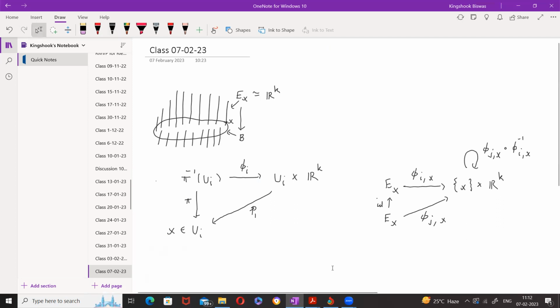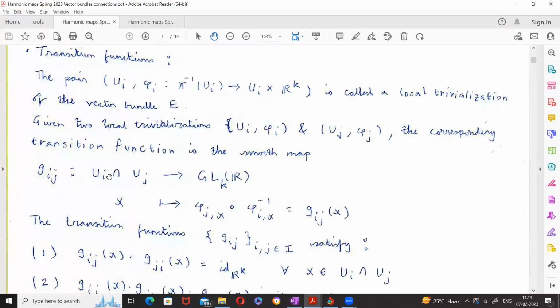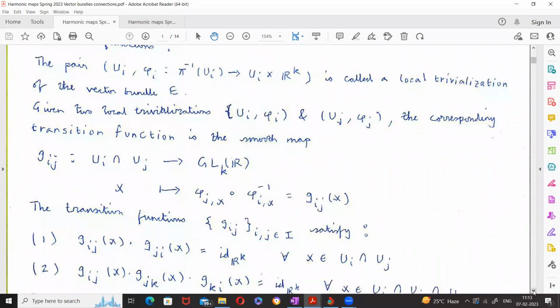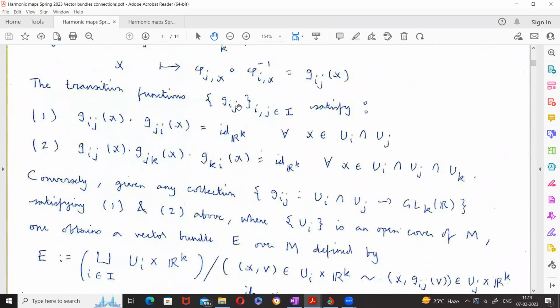Okay. So we get a map from the intersection U_i intersect U_j to GL_k(R). Okay. x goes to g_ij(x). So this matrix valued function g_ij is called the transition function associated to this pair of local trivializations. And it's easy to see the transition functions satisfy g_ij(x) times g_ji(x) is the identity map of R^k for all x in U_i intersect U_j. So this product is the matrix product in GL_k(R).